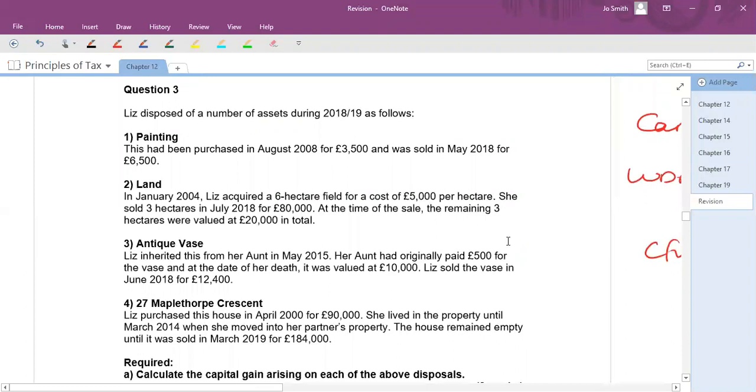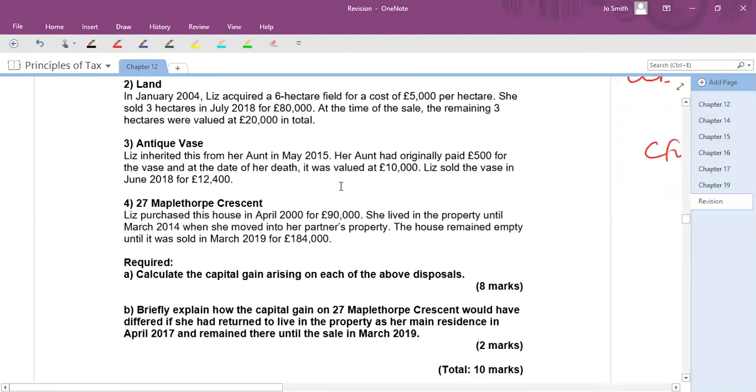Question 3, if we go down to the requirements, is a capital gains question. For 8 marks, we've got to calculate the gain. It's not asking you to work out the tax. So always read the question carefully. Do they want the tax or do they want the gain? Because if you carry on working out the tax, you're going to waste time on something you won't get any marks for. And then part B is another very short explanation to do with one of these properties.